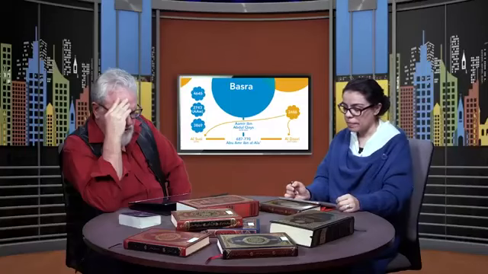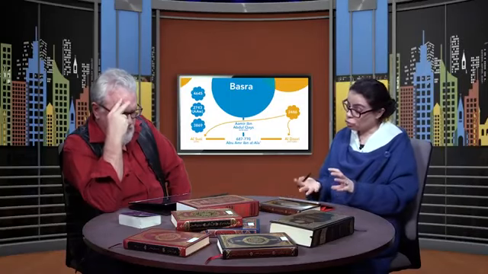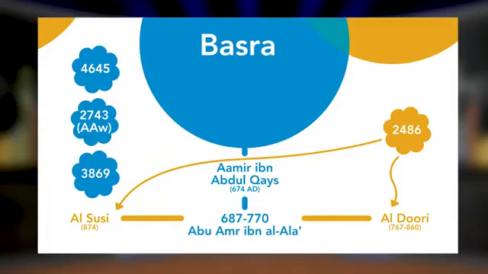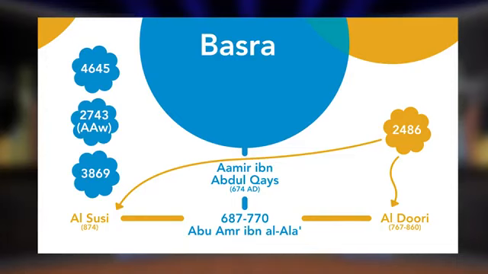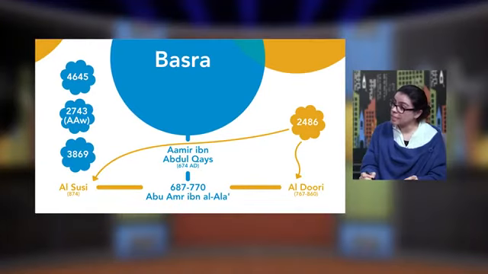Take a look at the thousands of differences there. We've got 2 Qurans from Al-Duri, and one of them contains 4,645 variations when we compare to the Hafs Quran. The other one contains only 2,743 variations with the Hafs Quran that we have today. And we've got another student of Abu Amr ibn Al-Ala, Al-Susi. Al-Susi has 3,869 variations when we compare that with the Hafs Quran.